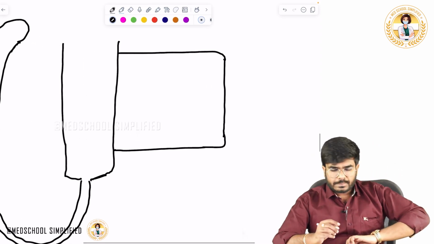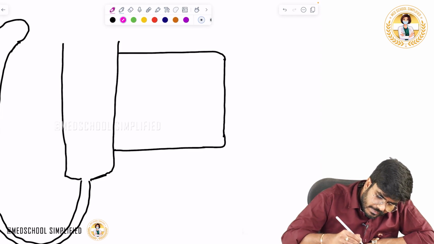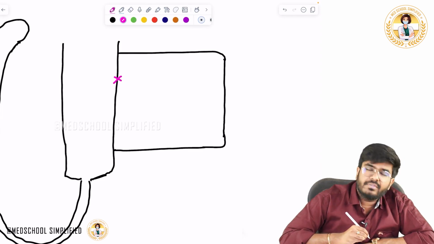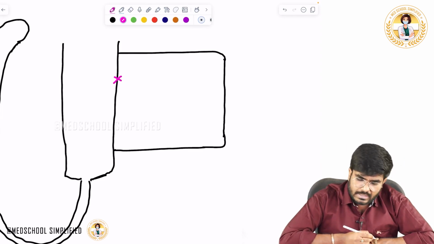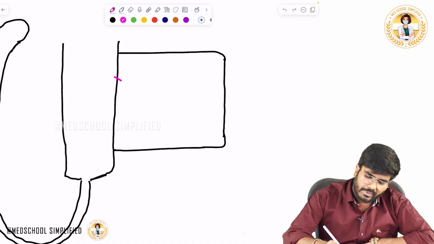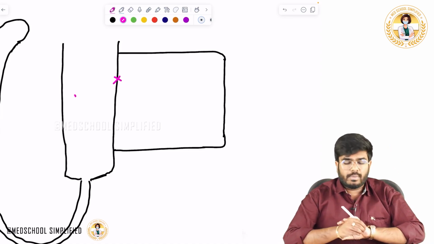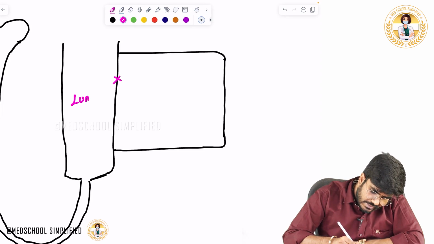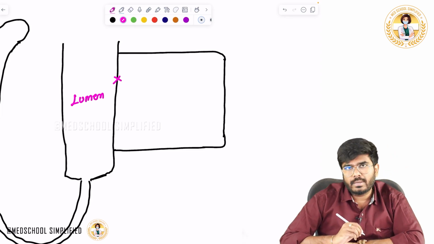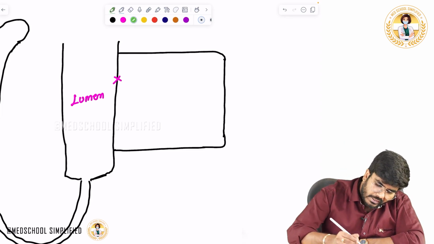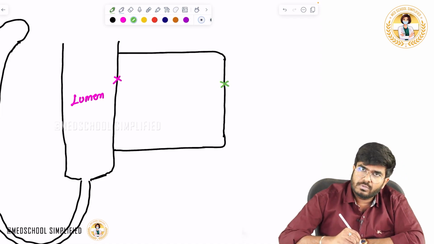Okay. Now, this membrane which I am pointing here, this membrane which I am giving an X mark, is called the luminal membrane. Okay, this membrane is called the luminal membrane because it's towards the lumen side. And this membrane which I am pointing here with the green color is called the basolateral membrane.